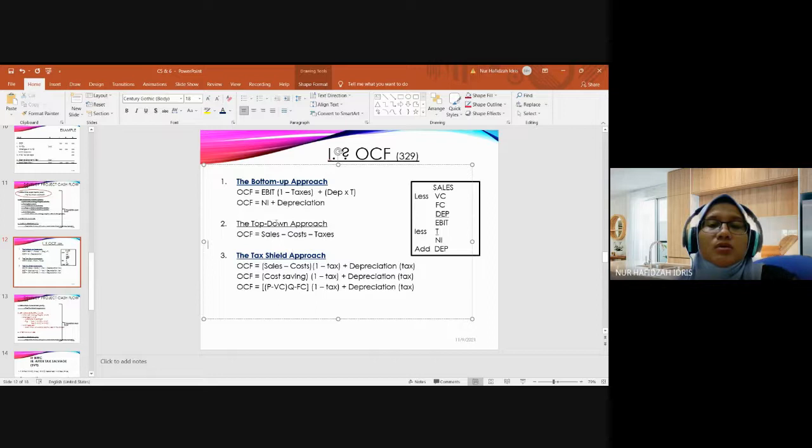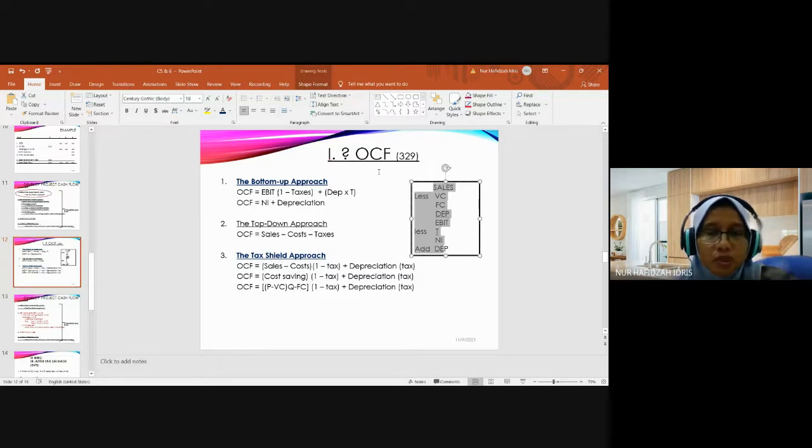Okay. So I actually either you use number 1 or number 3, either you use the bottom up or tax shield approach. Actually these two methods we follow the income statement, are generated from our income statement, because the income statement dapat sales, cost of goods sold, variable cost, fixed cost, depreciation, we get the operating profit EBIT less with tax, net income, depreciation. So actually we get these two formula, okay, bottom up or tax shield approach from our profit and loss statement. This one.